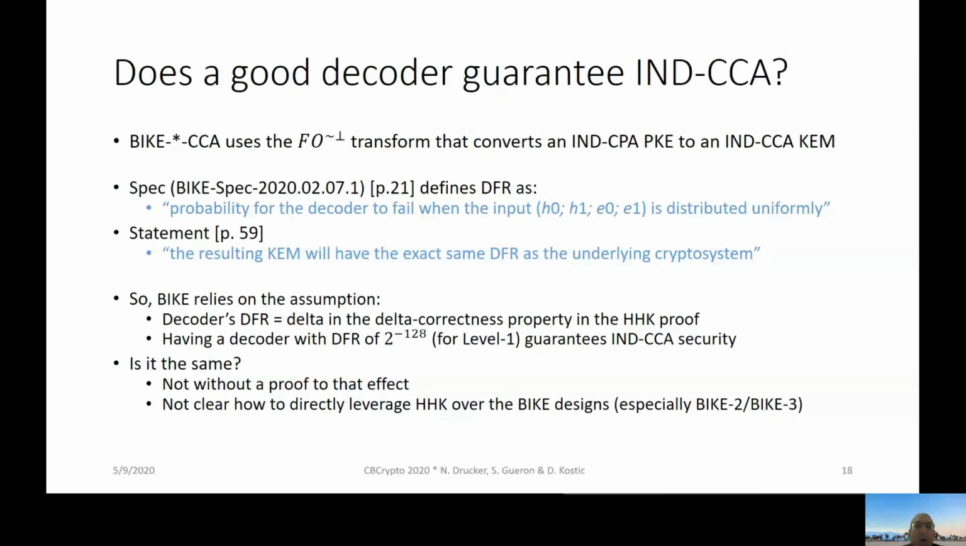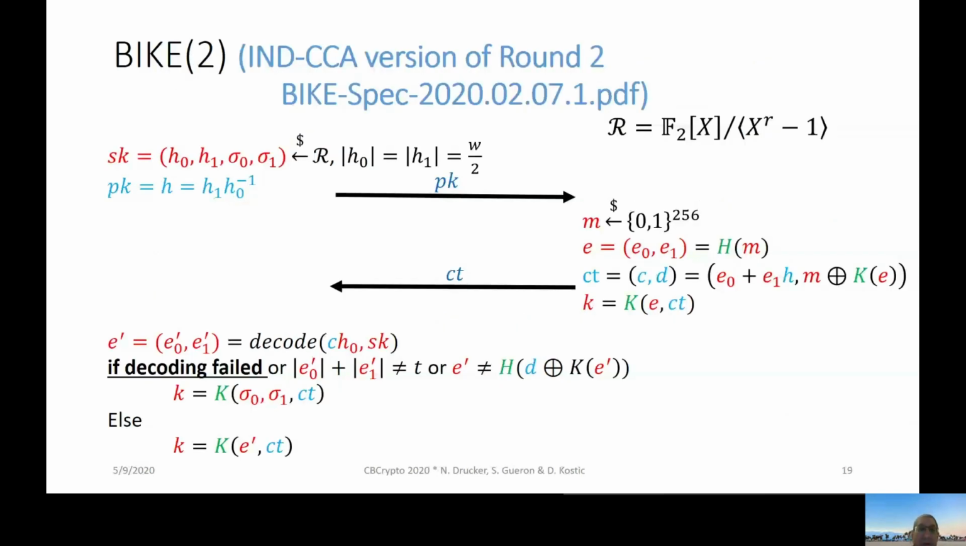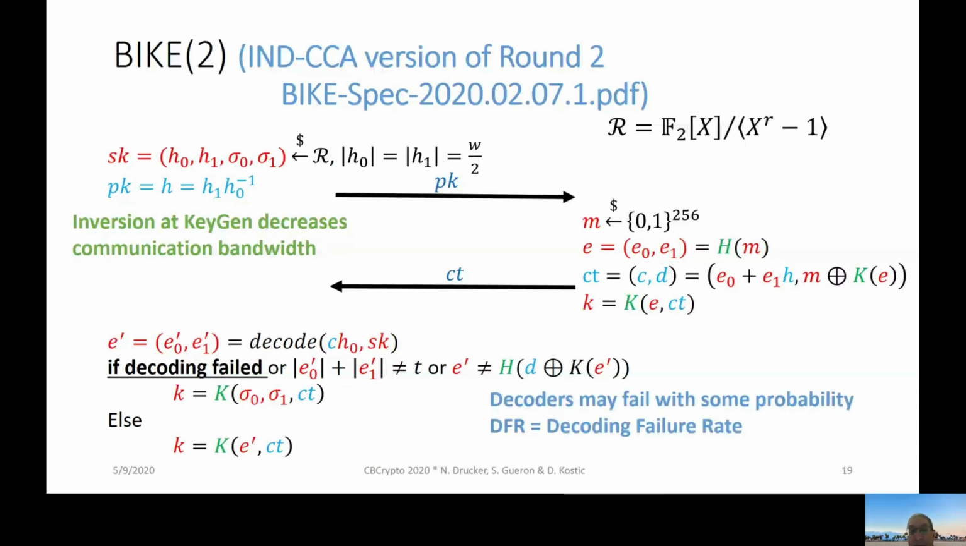So what's next? I'm going to show a small slide on what BIKE 2 looks like. You have key generation, encapsulation and decapsulation, and these follow the Niederreiter scheme. You can see that there is an inversion in key generation, but the costly inversion actually decreases the communication bandwidth. And the decoder, as you see here, may fail with some probability, and the DFR is the failure rate. So that's the basic scheme.